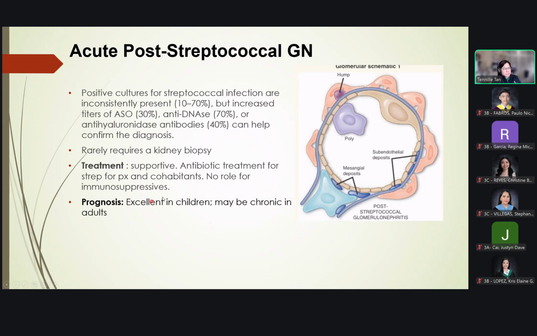So prognosis is excellent in children. However, some adults, when they present with post-strep GN, they might have any chronic glomerulonephritis.